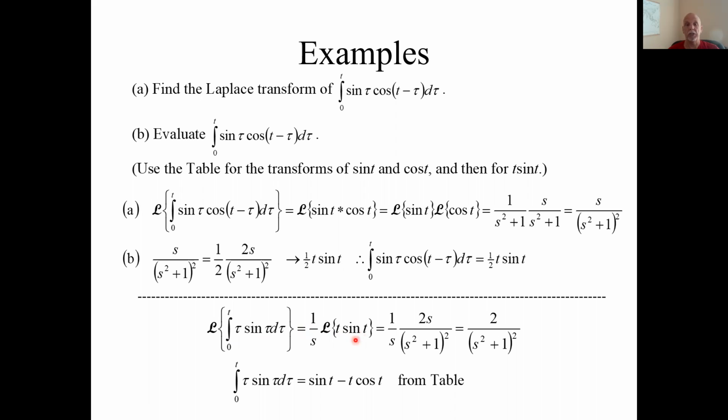And in the table I used, this is in the table, it's 2s over (s squared plus 1) squared. We're using the same property of the table. And when I divide by s, I get this. If I had to evaluate what this integral is, I could take the inverse Laplace transform of this. And we'll assume that that's in the table. This is the inverse Laplace transform of that. If you can do that, you wouldn't have to take this.